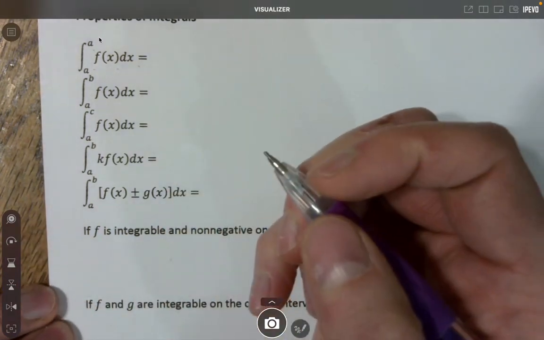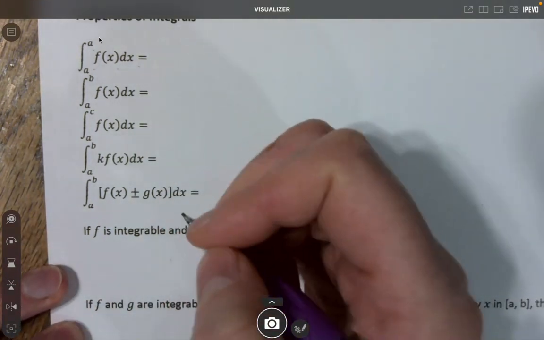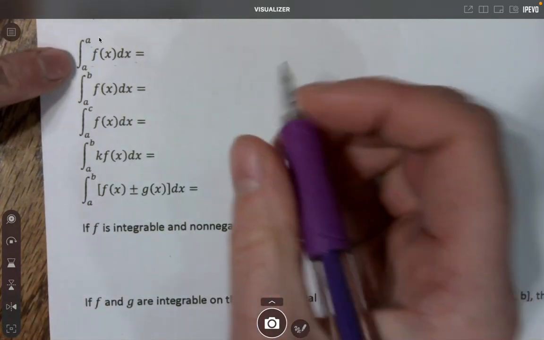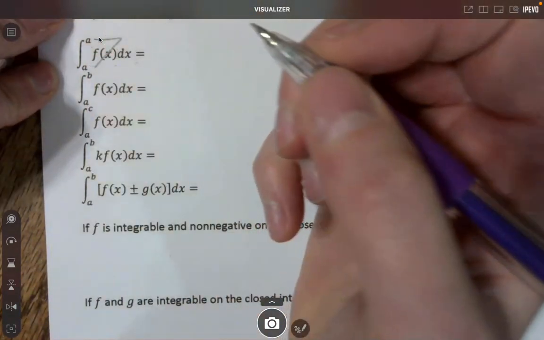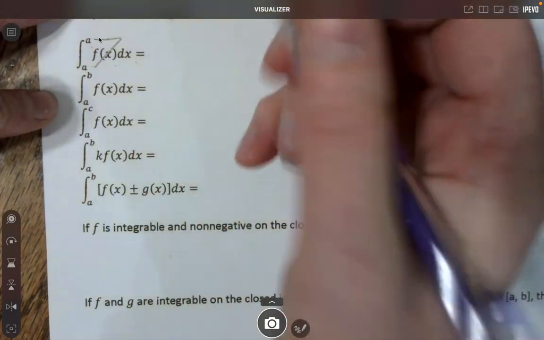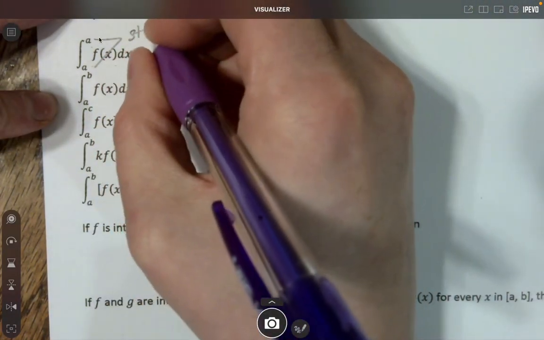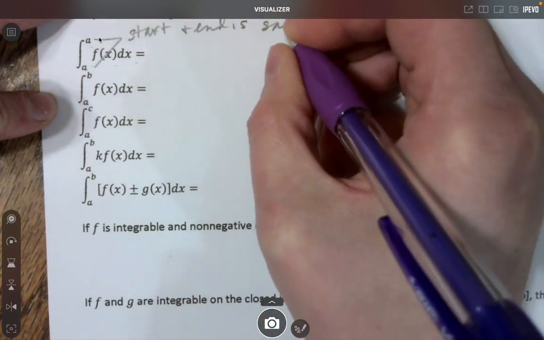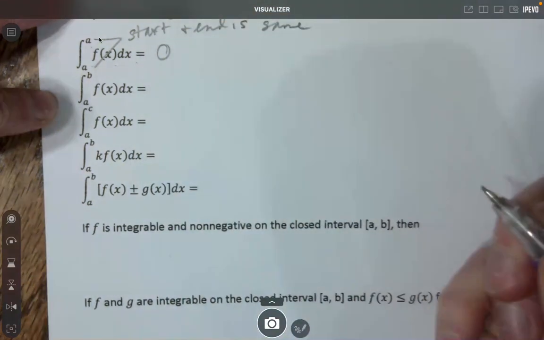What would be that area? I'm really finding a definite integral, but it helps me to think of area. Well, if I'm starting and stopping at the same point, I haven't really accumulated any area because I haven't moved at all. So the start and end is the same, which means I just have a 0 here for my area.